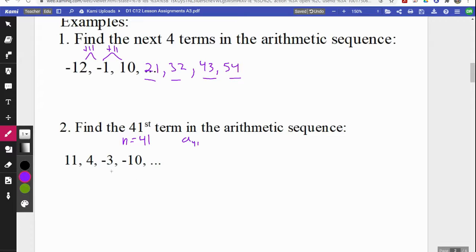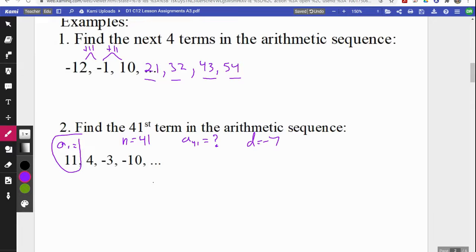We know some other things about this. We have this sequence that starts at 11. Starts indicates that a sub 1 is equal to 11. And then without too much thinking, we could look and see that 11 goes down to 4, goes down to -3, goes down to -10. That's a common difference of -7. So the only thing we don't know is a sub 41. That's the number that is the 41st term in the sequence. It's the number that's in the 41st position.